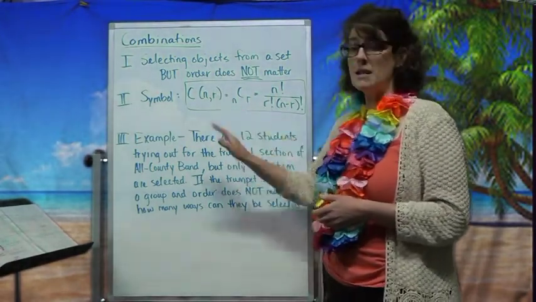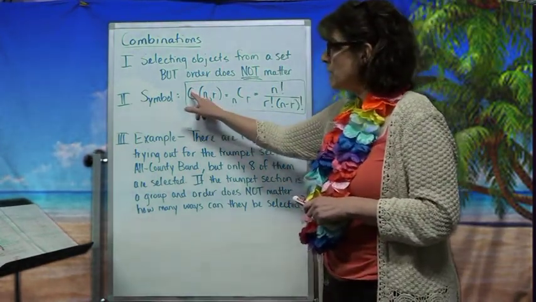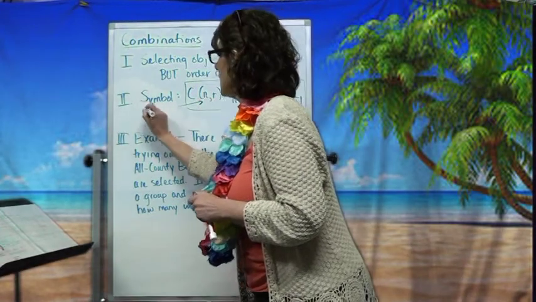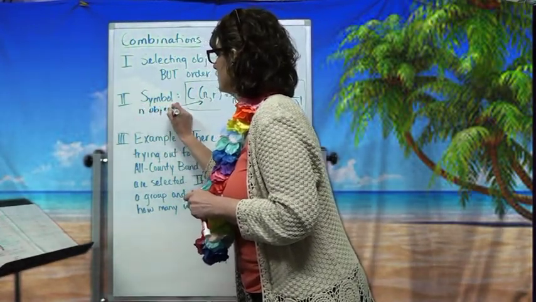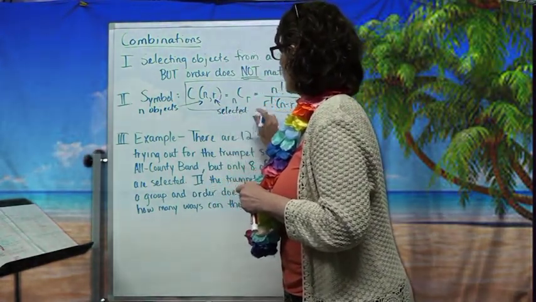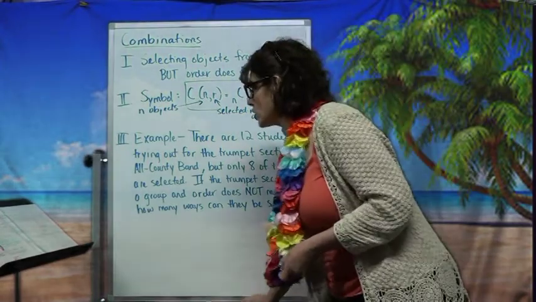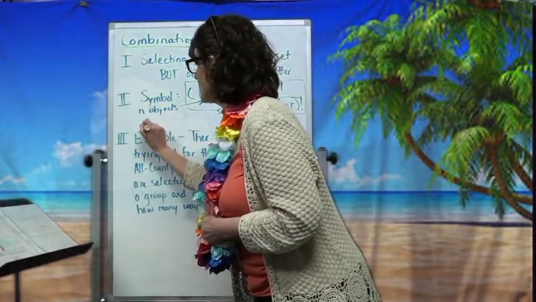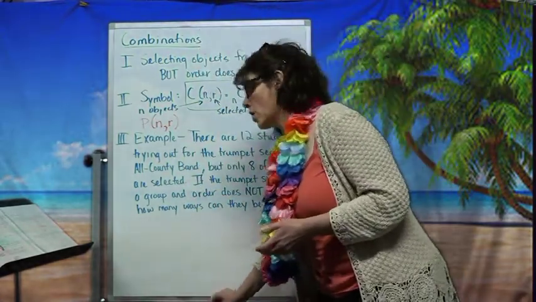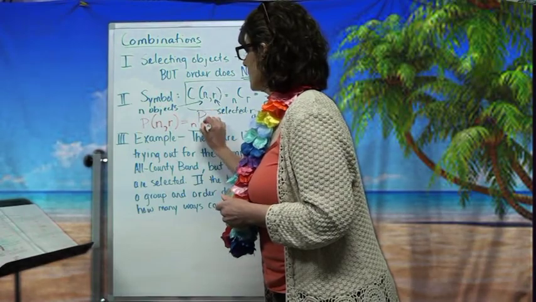Now the symbol for combination looks very similar to the symbol for permutation, because the symbol for permutation said P, n objects chosen r at a time. And let me add that up here again. This is going to be n objects selected r at a time. Permutation and combination are very similar, except permutation had a P instead of a C. So C will denote combination. But we have the other arrangement for permutation saying n objects selected r at a time.